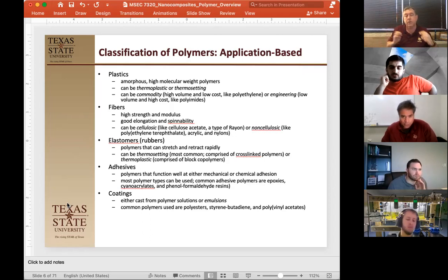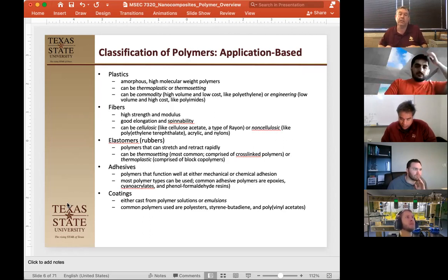And so most of the time when we have rubbers, they can be set like natural rubber. Natural rubber has a cross-link added to it, usually with sulfur or some other compound. And they're cross-linked and they cannot be reprocessed. So that elastomer in a natural rubber is a thermoset. It's formed and then it's done.